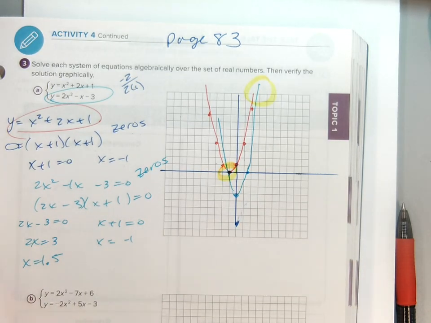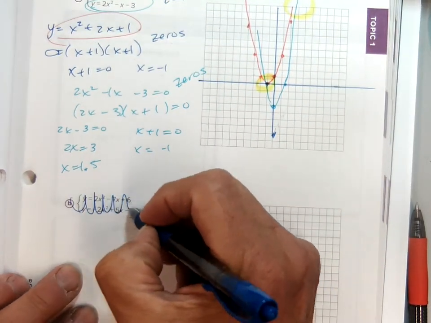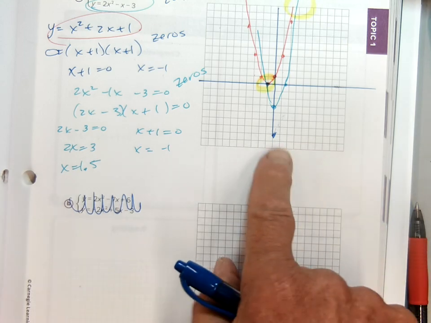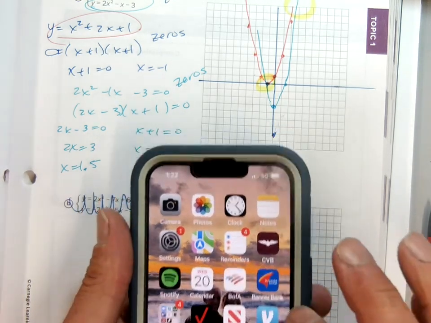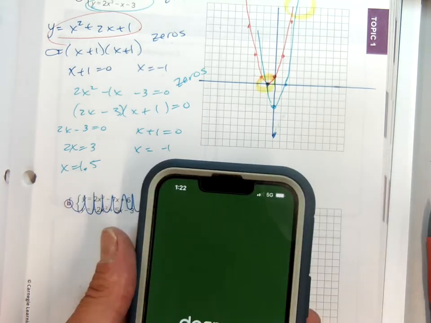So how do you do it algebraically? Well, I'm going to scribble out B, and I'm going to show you how to do it algebraically, because I wouldn't want to graph this. So this is the hardest way, unless you have Desmos. All right, so what does Desmos show? Now, you can't use Desmos on the test, so you can't do it this way, but let's check it out.